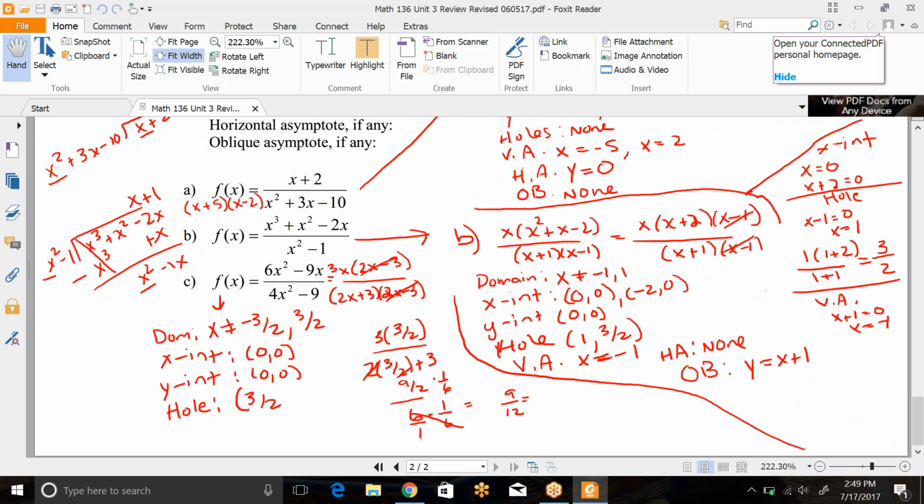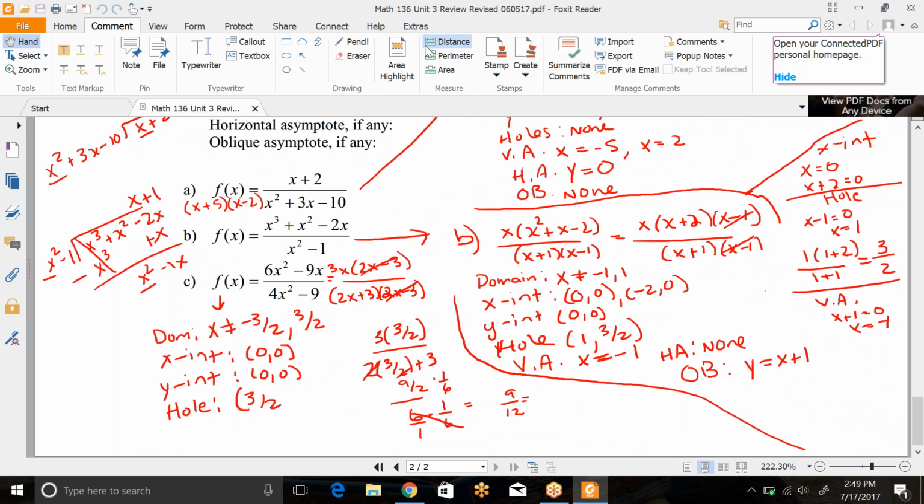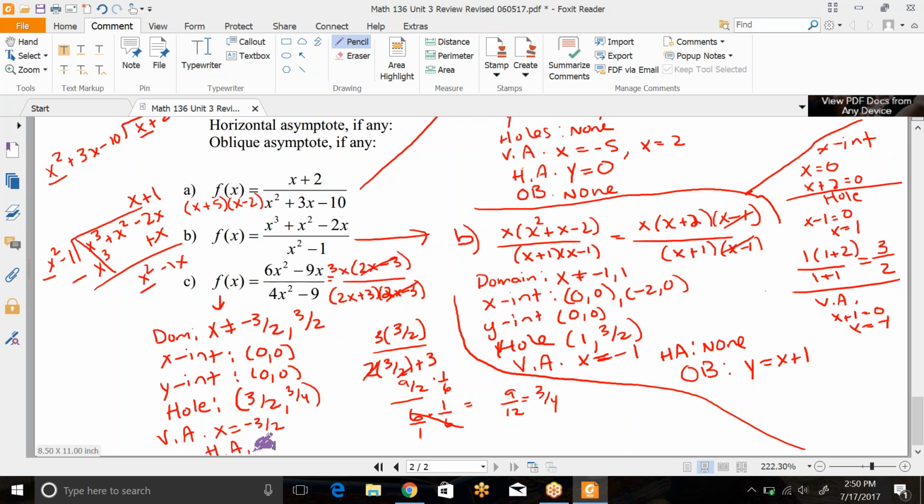All right, so 3/4. For vertical asymptote, there is this -3/2 that comes from this parentheses that's still down here in the bottom. So x equals -3/2. Horizontal versus oblique, we need to do our long division. So 4x squared minus 9 into 6x squared minus 9x.